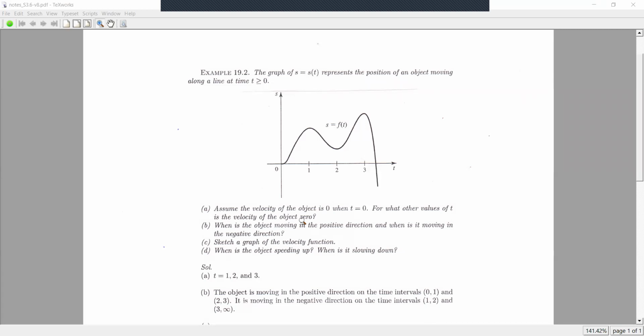Recall that the slope of a tangent line is velocity. At time 0, the tangent line there is horizontal. So at time 0, velocity is 0. The other times when the velocities are zero are t is 1, t is 2, t is 3, because tangent lines there are horizontal.